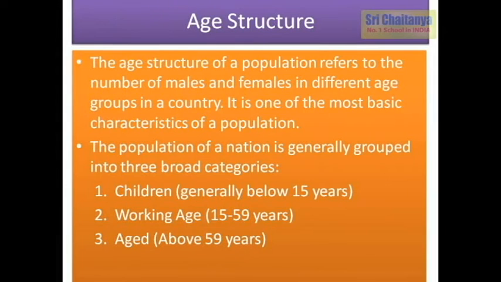Age structure. The age structure of the population refers to the number of males and females in different age groups in a country. It is one of the most basic characteristics of a population. The population of a nation is generally grouped into 3 broad categories: children, generally below 15 years; working age, 15 to 59 years; and aged, above 59 years.